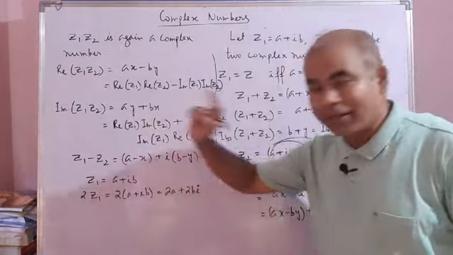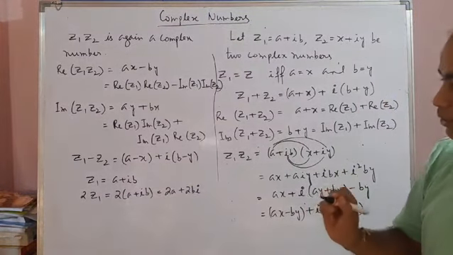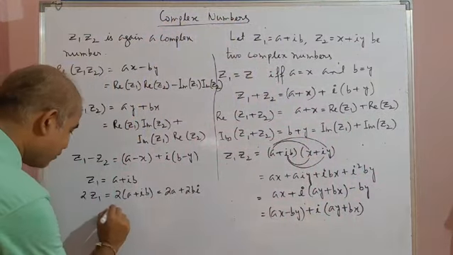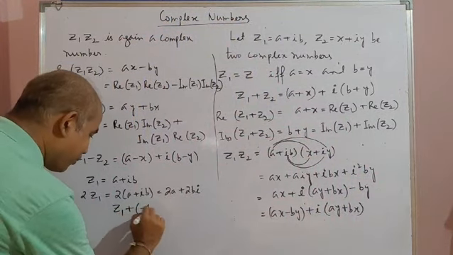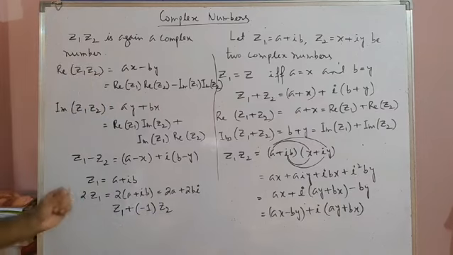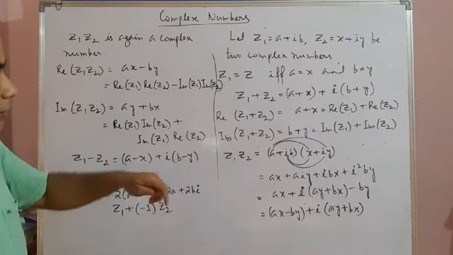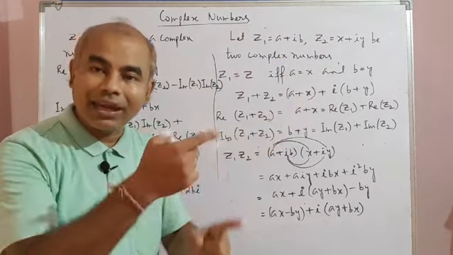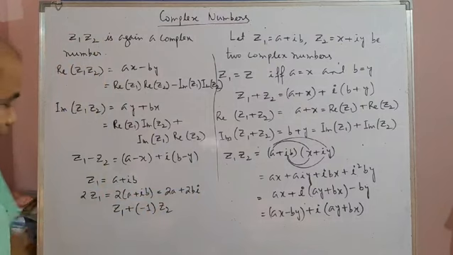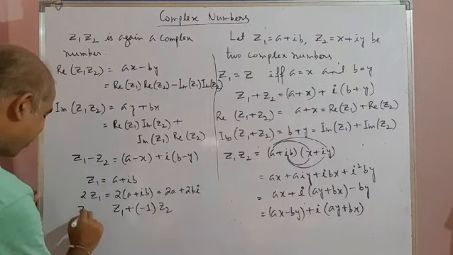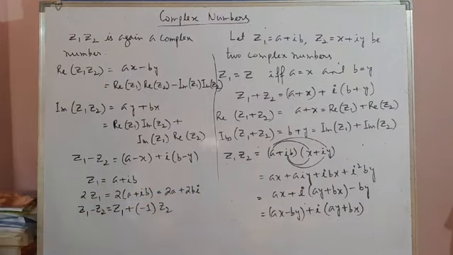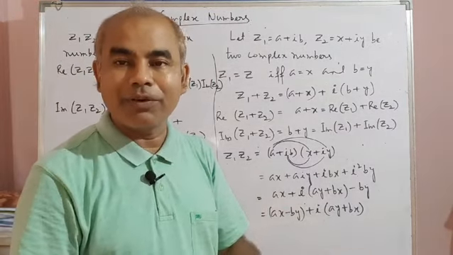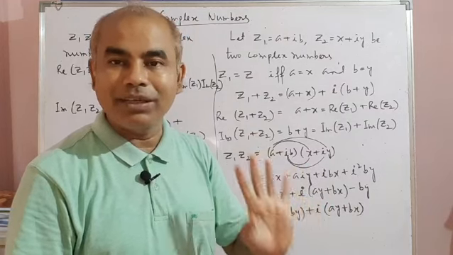Actually Z1 minus Z2 means what? Let me write like this: Z1 plus (minus 1) into Z2. That means I multiply minus 1 with the second complex number and then I add the result to the first complex number. This is nothing but your Z1 minus Z2. But simply you remember how to subtract: you just subtract their corresponding real and corresponding imaginary parts.